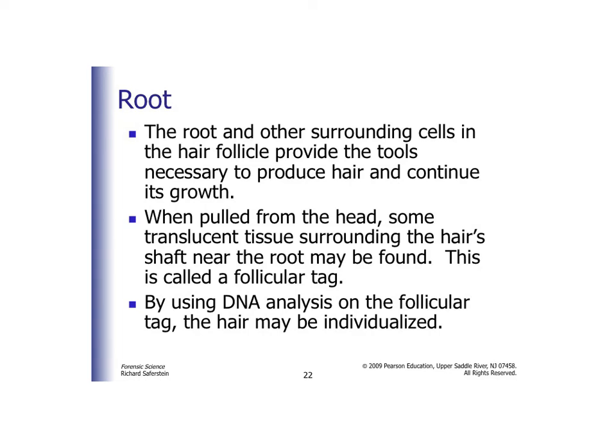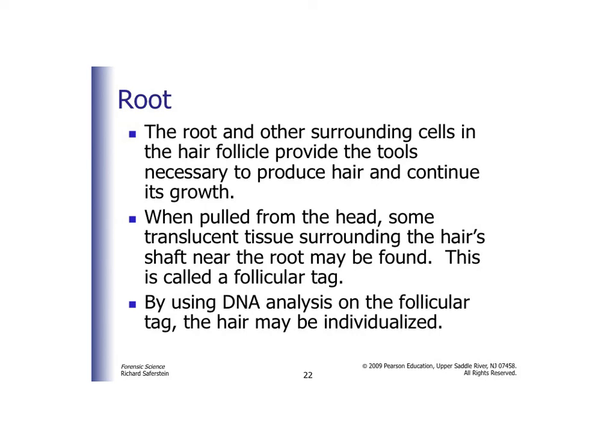The follicular tag is the part that will have your nuclear DNA in it. Remember, what's so special about nuclear DNA? It's specific for that one person. Whereas if it doesn't have that follicular tag, it's hard to get any DNA from the hair, and the only DNA you'll be able to get from the hair is some mitochondrial. You've got to have that follicular tag.